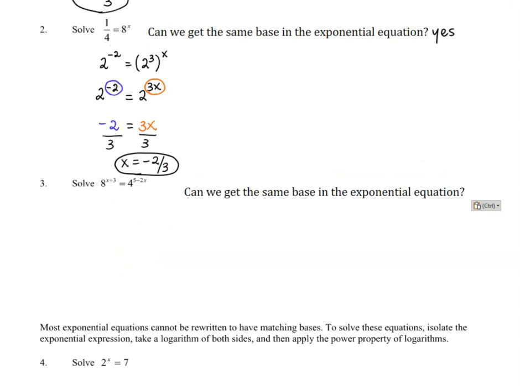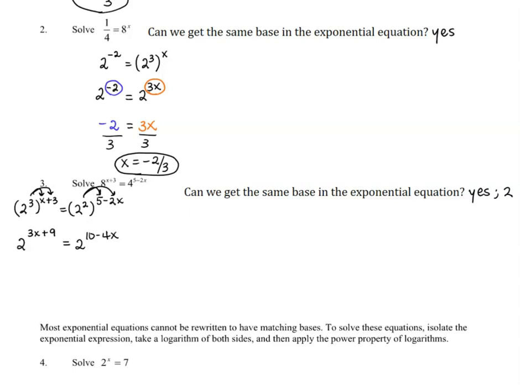In example 3, we start off the same way. Can we get the same base between 8 and 4? And the answer is yes. We can use a base of 2 because we can rewrite 8 as 2 cubed, and that still has an exponent of x plus 3 on it, and we can rewrite 4 as 2 squared, which still has an exponent of 5 minus 2x on it. Rules of exponents tells us that we combine these exponents by multiplying, so I'll distribute the 3 to give me 3x plus 9 in the exponent on the left side of the equation, and I'll distribute the 2 to give me 10 minus 4x as the exponent on the right side of the equation.